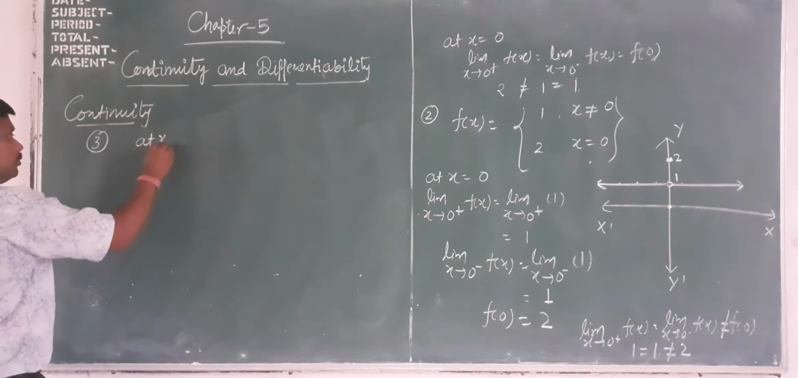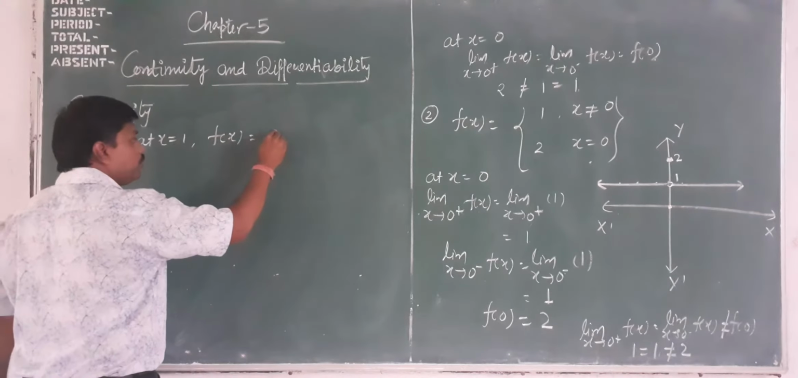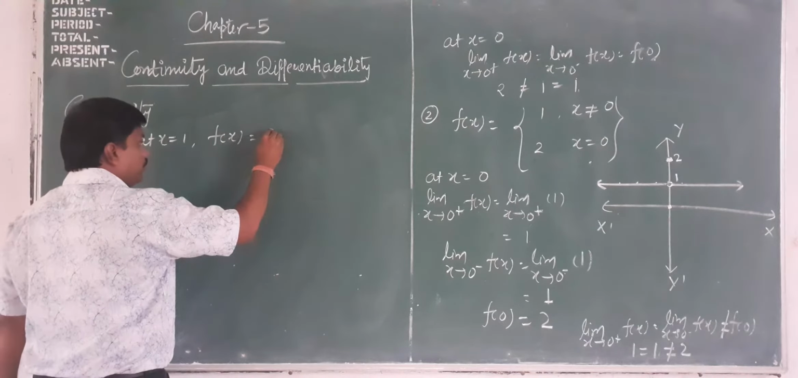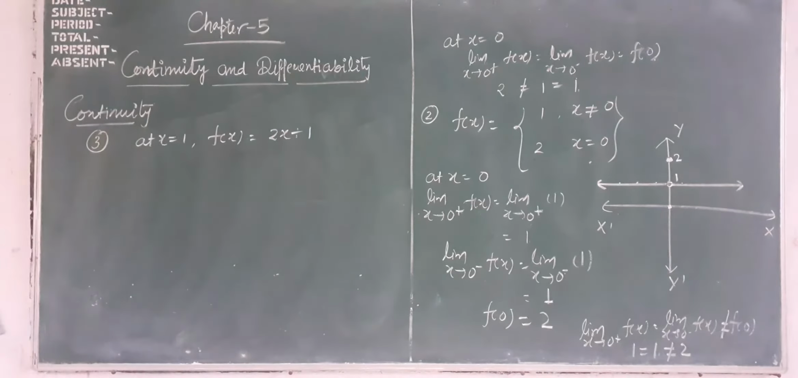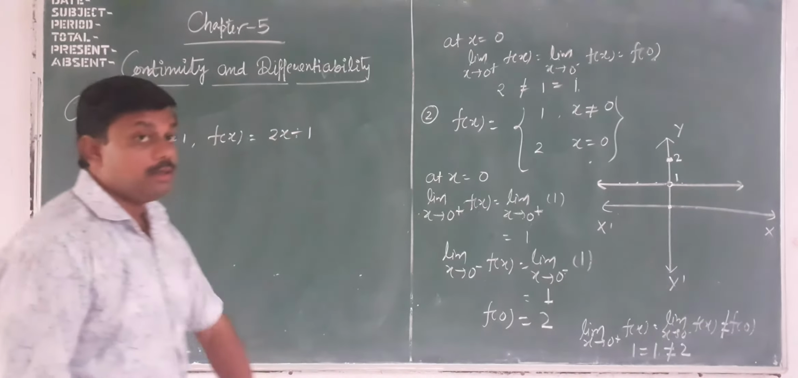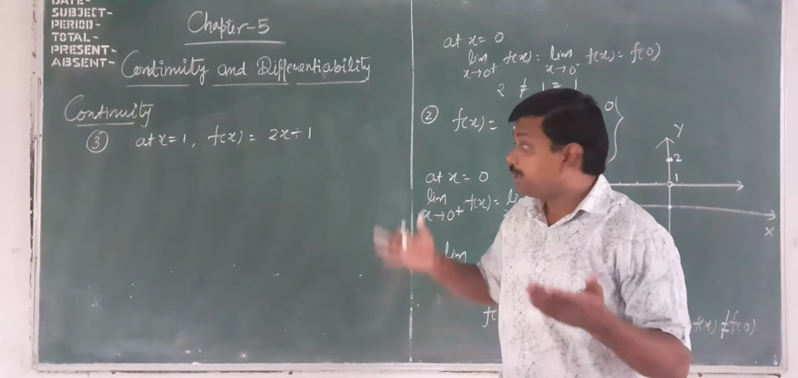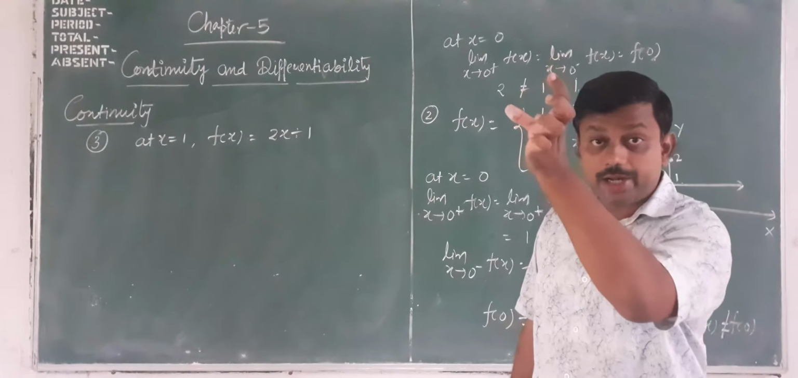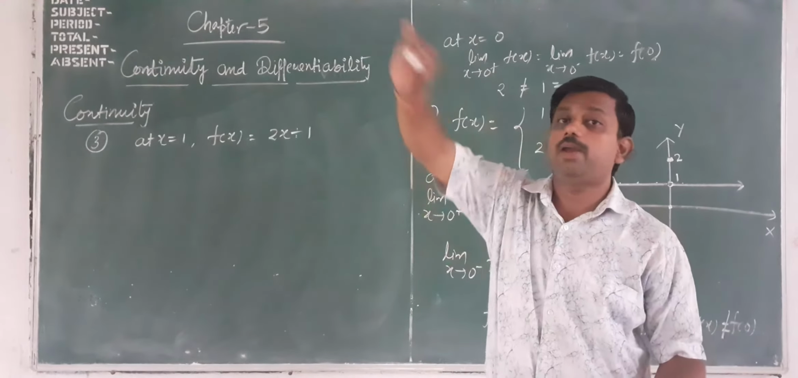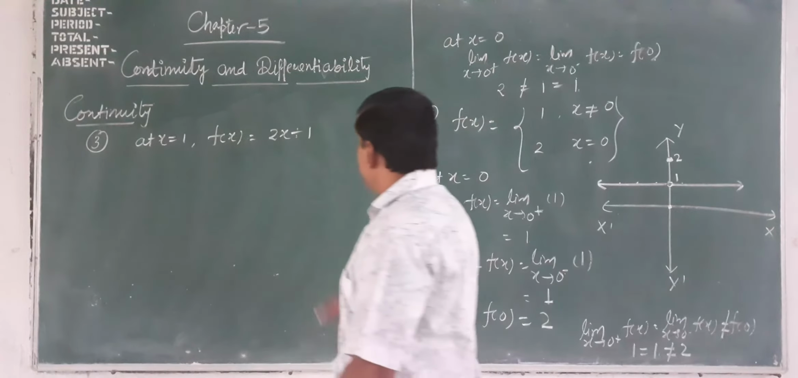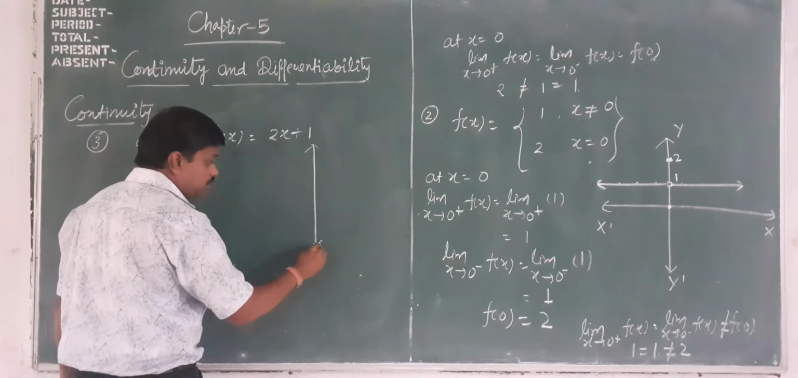At x equal to 1, f(x) equal to 2x plus 1. We know that this is a polynomial of first degree, so the graph of this function is always a straight line, or we can draw a straight line without lifting the pen. So what is the position of this graph?